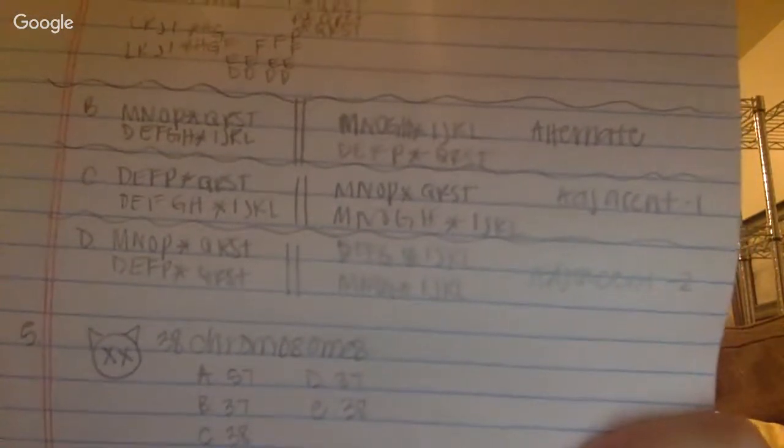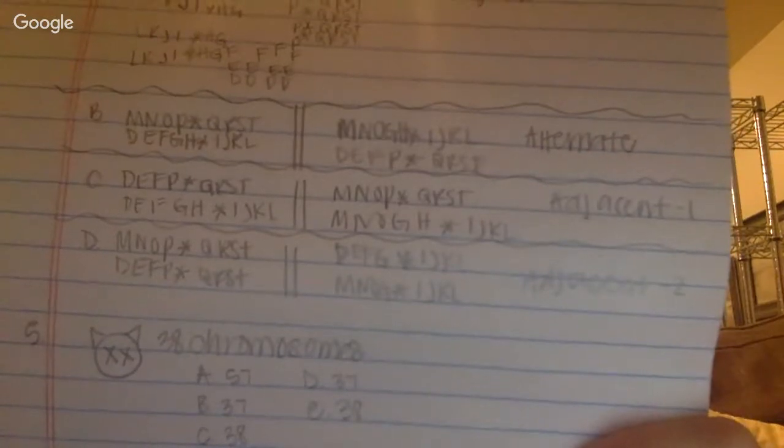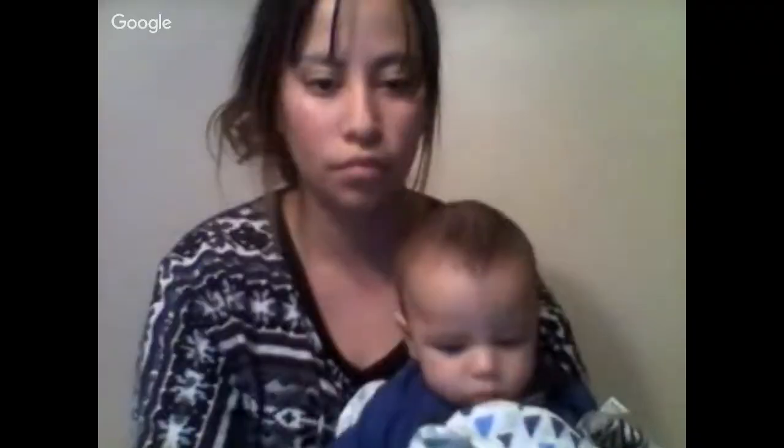And then that last one, part D, they wanted to know an adjacent 2, and that would be, if they were vertical to each other, the top and the bottom, and then the top and the bottom on the other side. And so you would get MNOP, centromere QRST, DEFP, centromere QRST, DEFG, centromere IJKL, and MNOG, centromere IJKL. And that's part 4. It was a little hard, so if you're confused, that's probably okay.